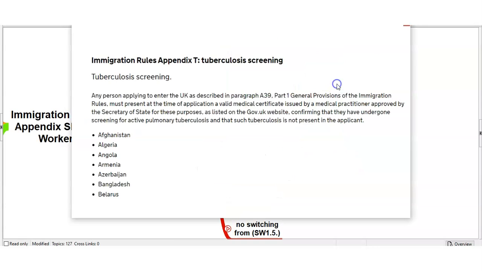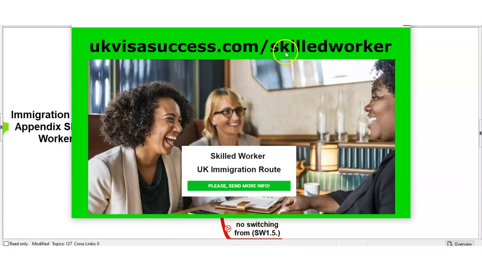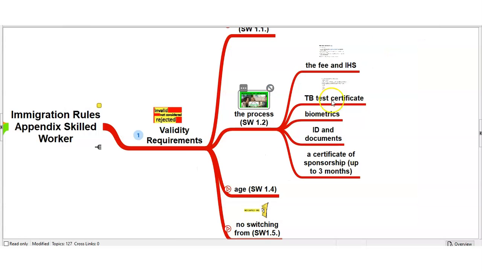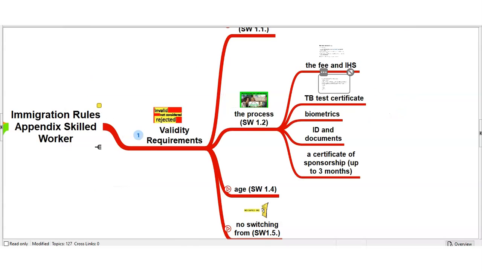And also certain countries will need to provide a tuberculosis certificate test together with the application. And if you'd like to see which countries are required to provide these certificates, you can again go to ukvisasuccess.com/skilled worker, and I'll provide you with a link to the immigration rules Appendix T, where they list all the countries which will need to submit the tuberculosis test in support of the application.